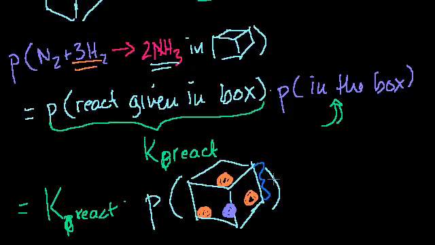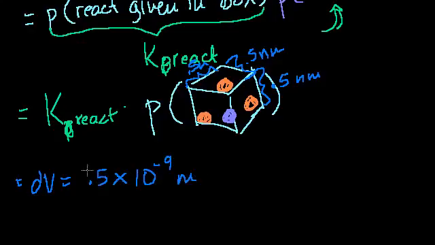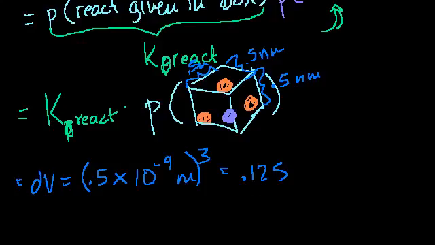But if I pick this as being 0.5 nanometers by 0.5 nanometers by 0.5 nanometers, what is my volume? So my little volume is going to be 0.5 times 10 to the minus 9th meters, that's a nanometer, to the 3rd power, because we're dealing with cubic meters. So this is equal to 0.5 to the 3rd power. 0.5 times 0.5 is 0.25 times 0.5 is 0.125. I want to do the math right, so let me make sure. 0.125 times 10 to the minus 9 to the 3rd power is minus 27. 10 to the minus 27 meters cubed.